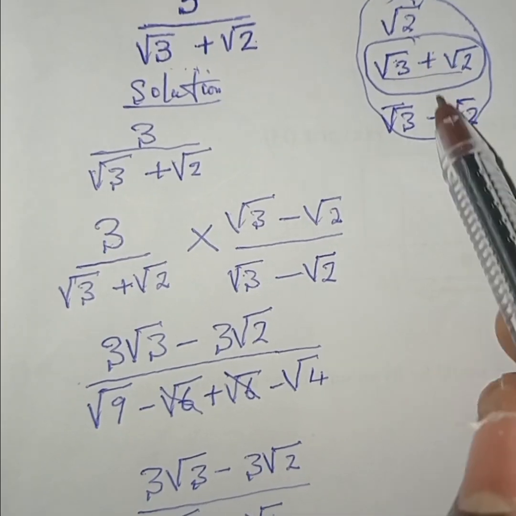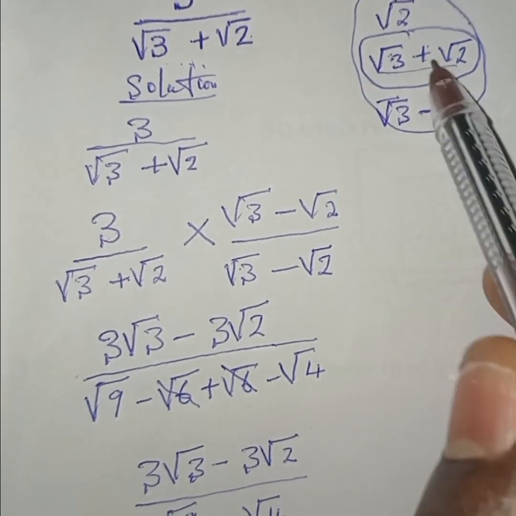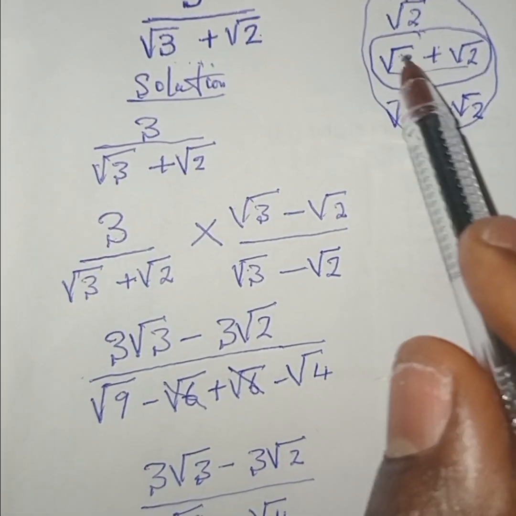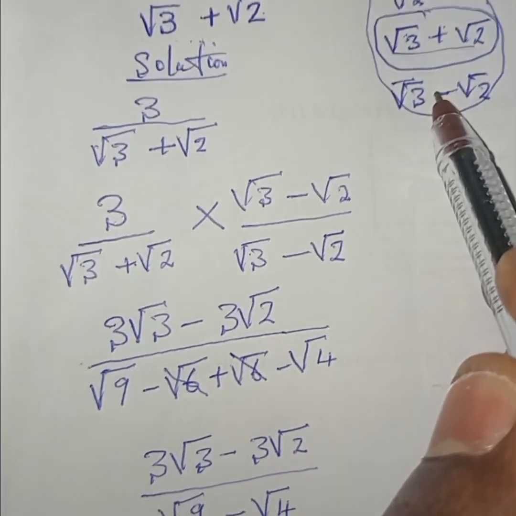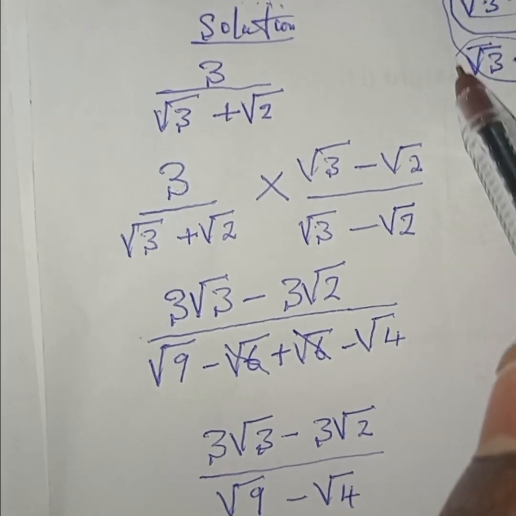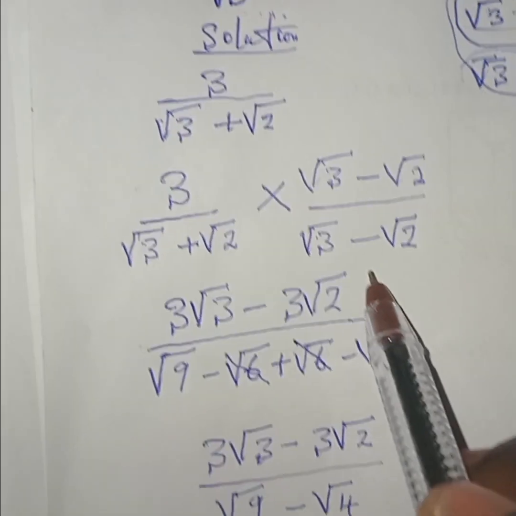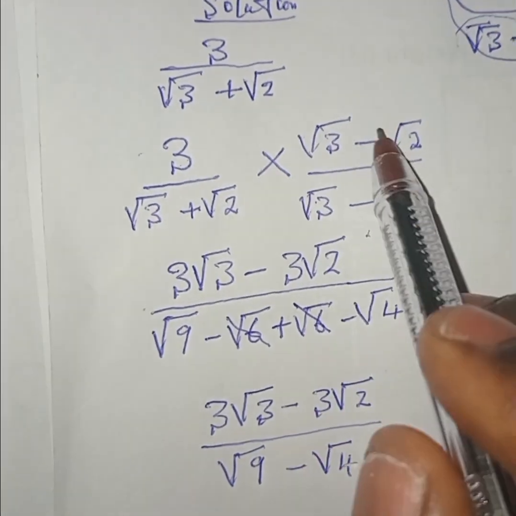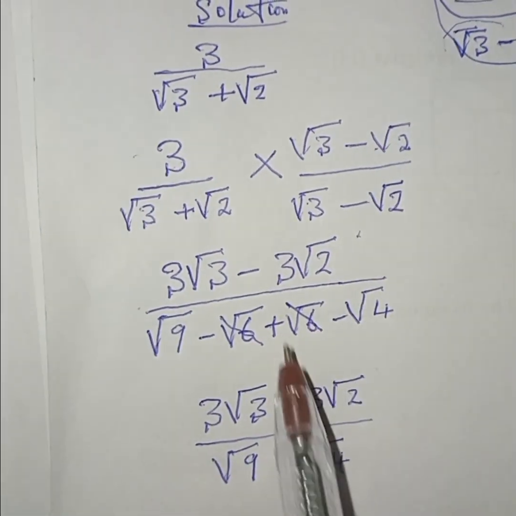If it is plus, you change it to minus. If it is minus, change it to plus. So the conjugate of this is this. So you now use this conjugate to multiply both the numerator and the denominator. If you do that, just like you are seeing here, now come down.